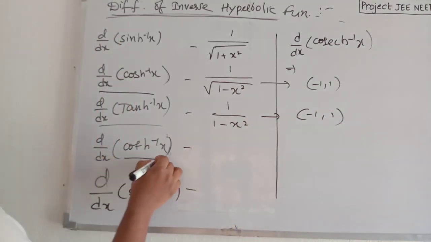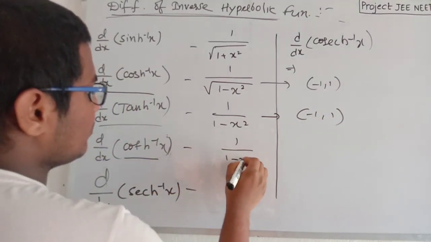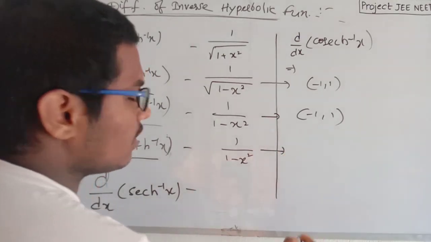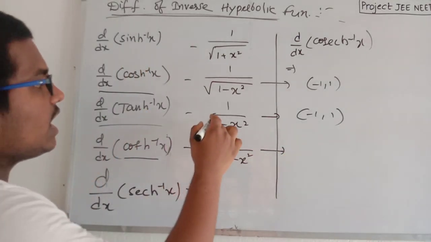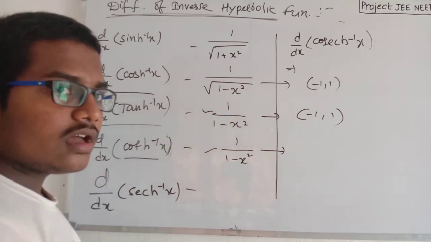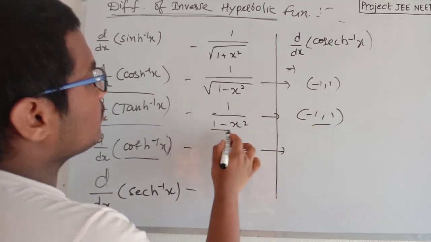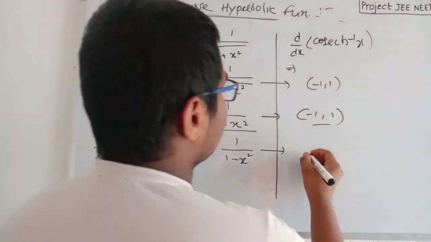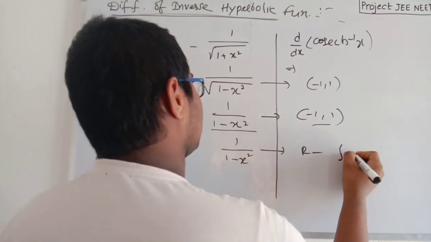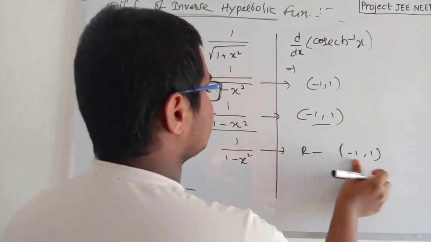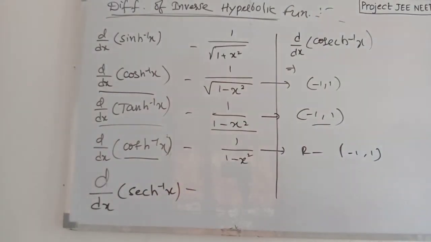d by dx of cot h inverse x is 1 by 1 minus x square for... Sir, they have got equal values. How? Let me tell you. In this range you will get this answer, and this one has a specific range. The range will be different for tan h inverse x and cot h inverse x.